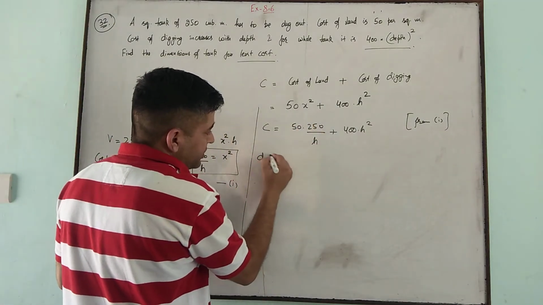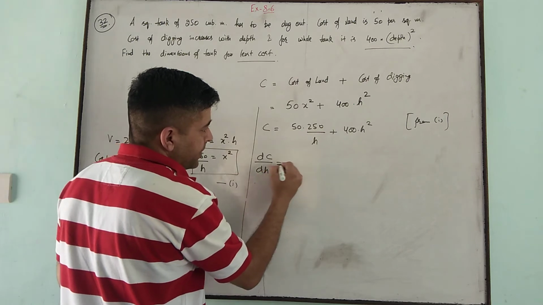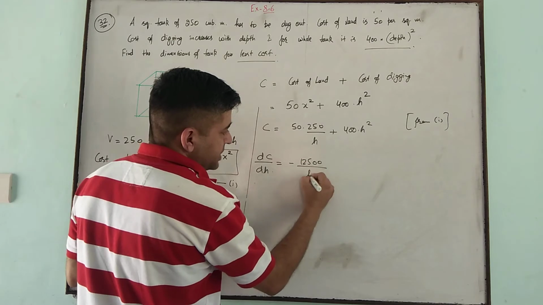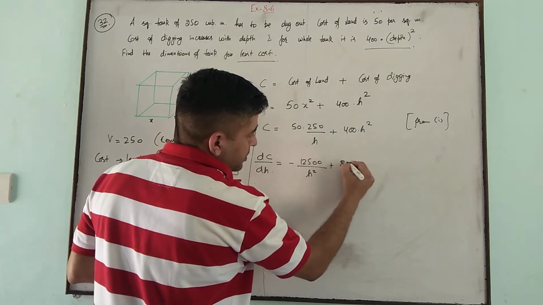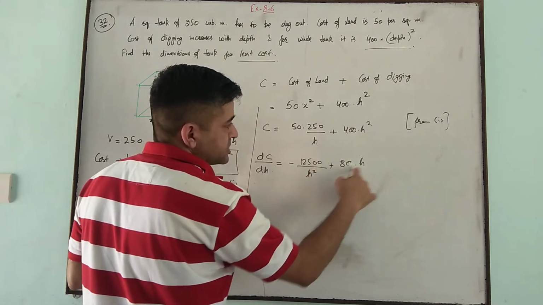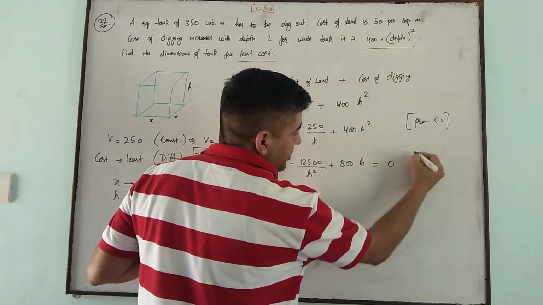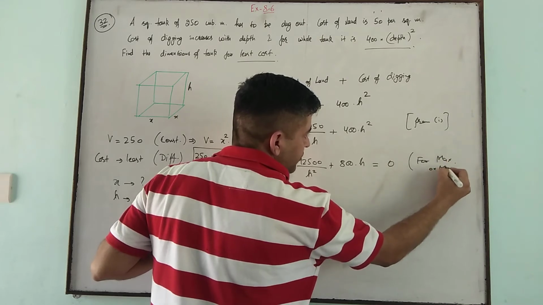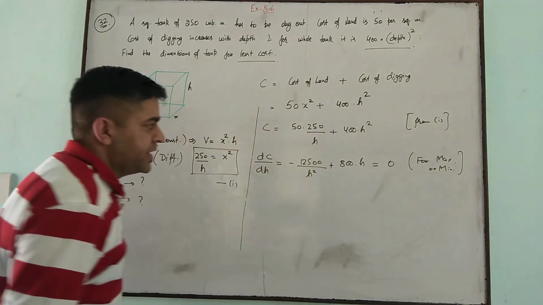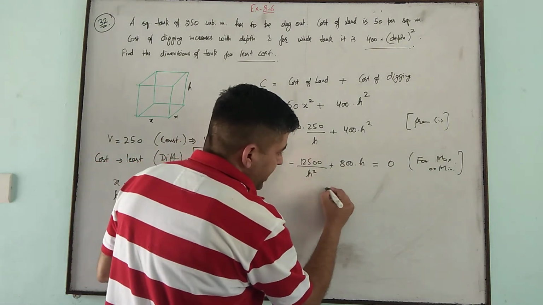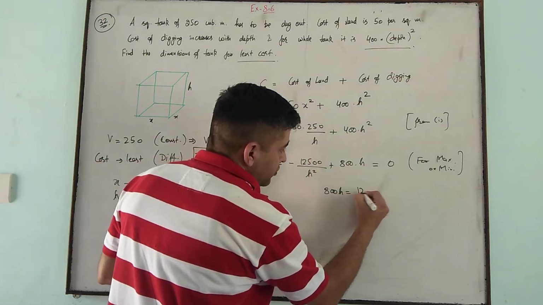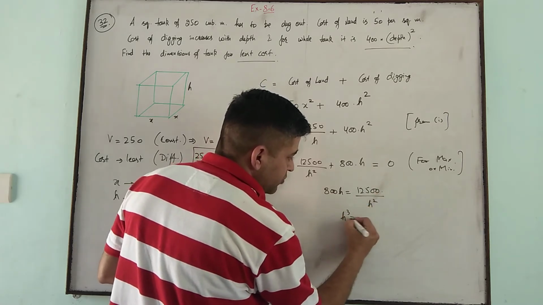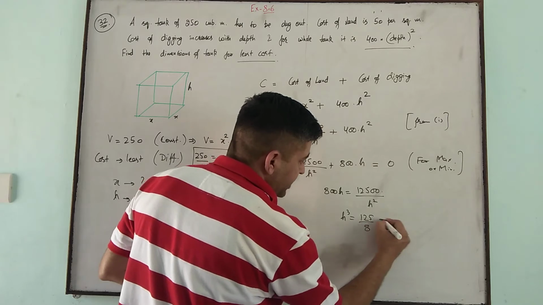Now differentiate it with respect to the single variable h. 1 upon h minus 1 upon h square. For h square it is 2h, and for maxima or minima the derivative is equal to 0. That is, after the double derivative we will come to know. So we got 800h is equal to 12500 divided by x square. So h cube is equal to 125 divided by 8.